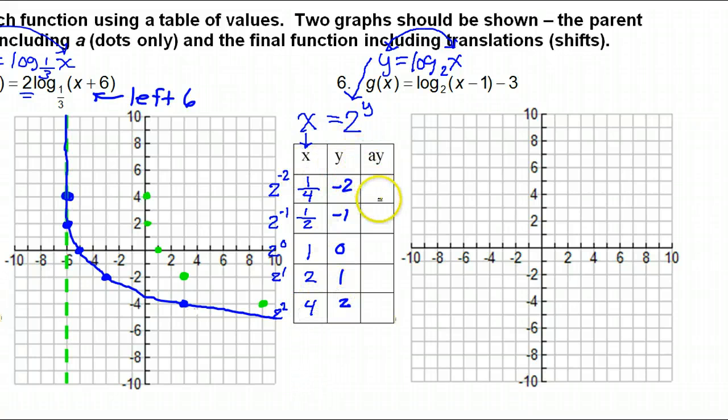Now, do we have an a value? This problem does not have an a value, or a value is 1, you could say. Either way, we will not be needing the third column. So, as I graph these points, they are temporary because we have not done the shifting yet.